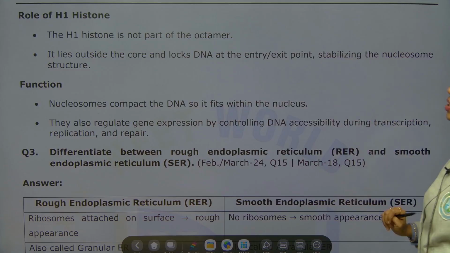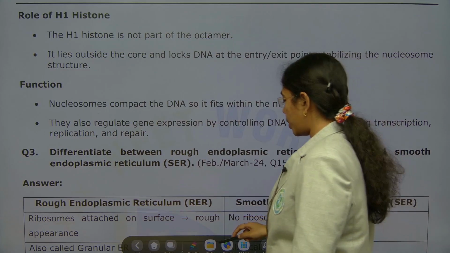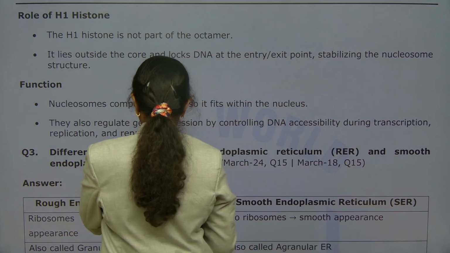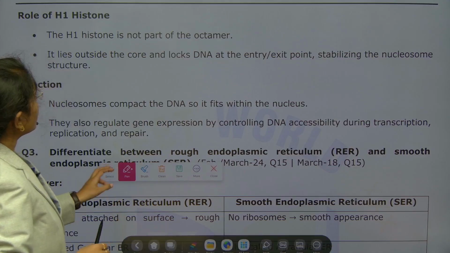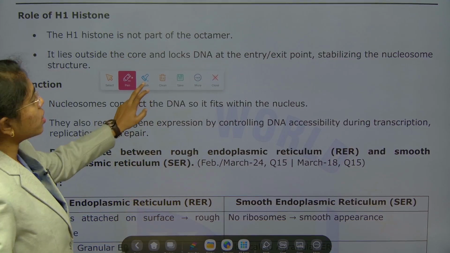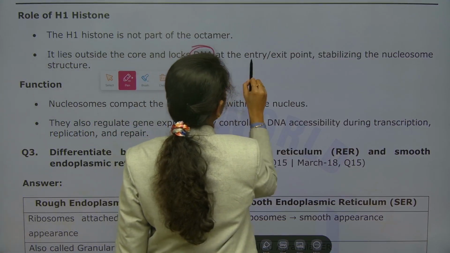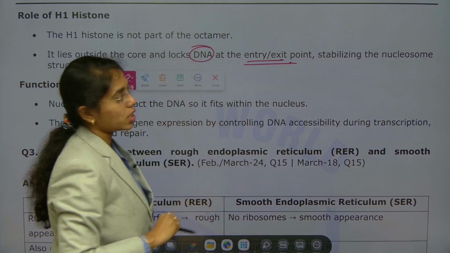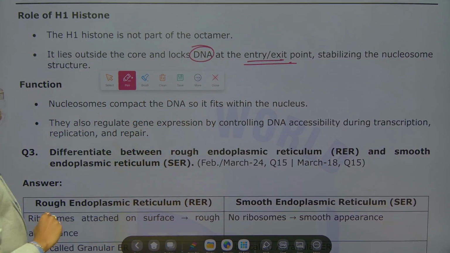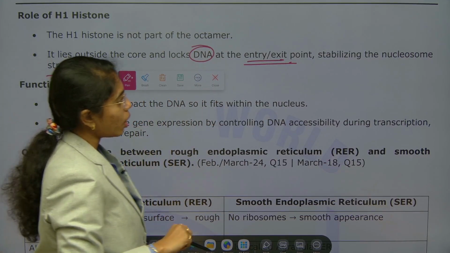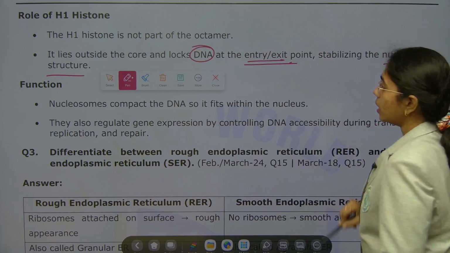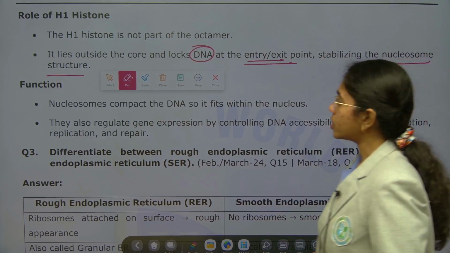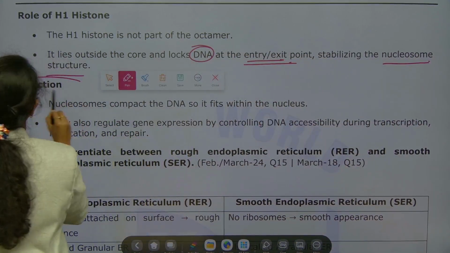What is the role of the H1 histone here? H1 protein in the octamer. What is the role of this? It lies outside the core and locks the DNA. This will lock the DNA at entry and exit points. This will stabilize the nucleosome structure. Next is functions. What are the functions?